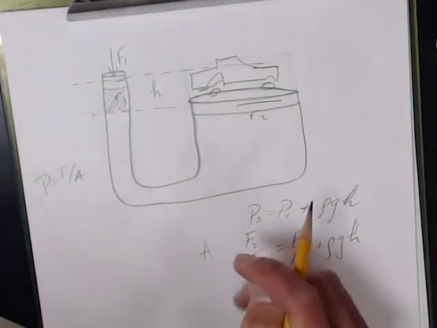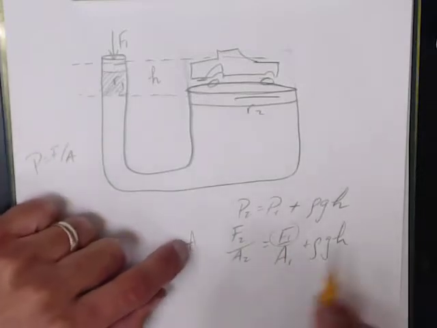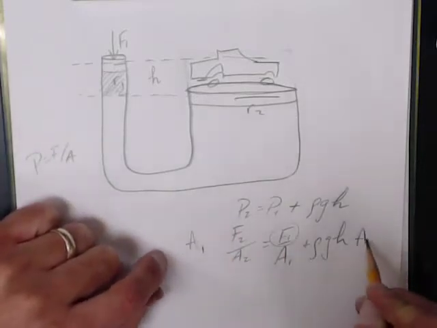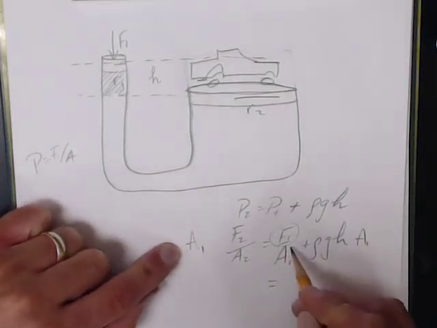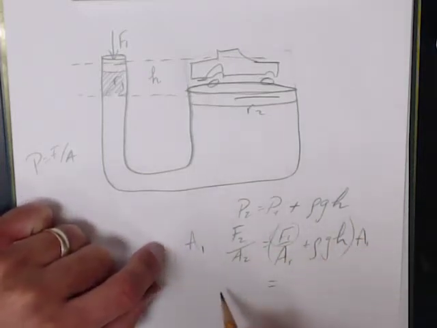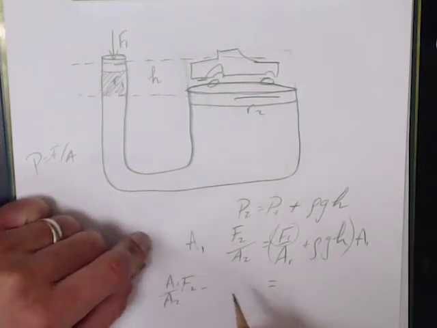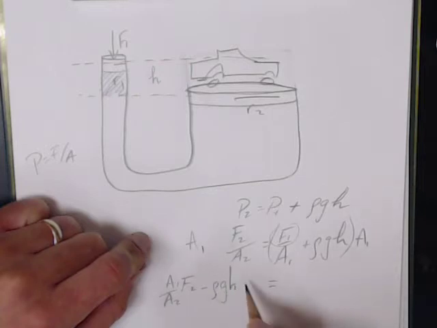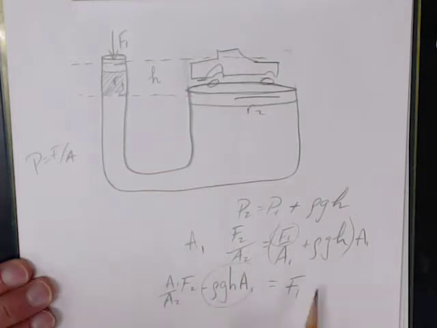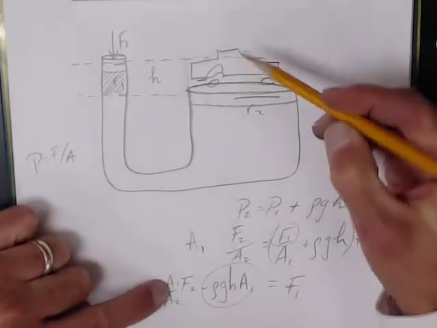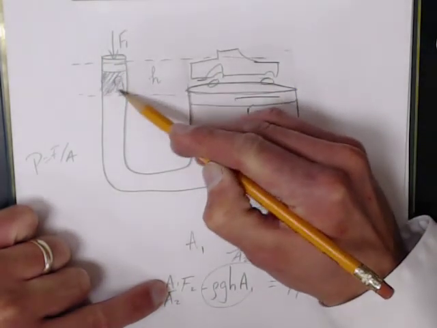Multiply both sides. What am I looking for? I'm looking for F1. So I'm going to multiply both sides by A1. And so this becomes F2 A1 over A2 minus rho g h A1, and that's going to equal F1. So notice my force is going to be slightly less than the weight of the car because this little bit of oil is helping me out.